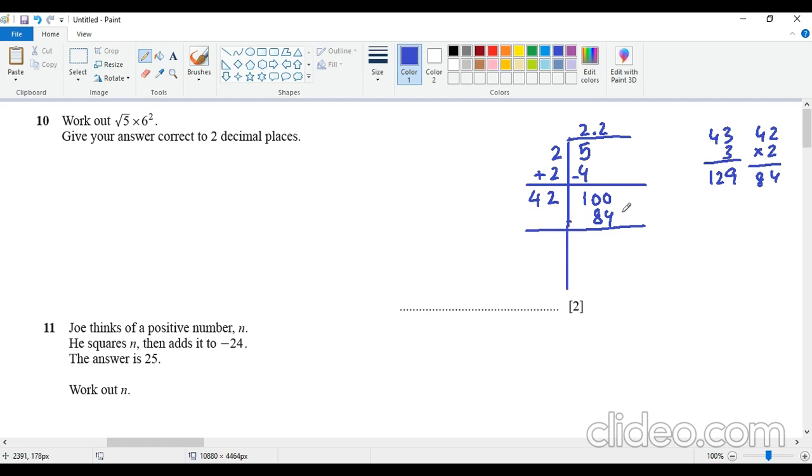Now 100 minus 84 gives you 16, right? Now we bring two zeros once again as in the previous part. Now 42 plus 2 gives you a 44. Get it? Now 441 gives me a 441, which is a very small number compared to 1600. So we go for 442 times 2. Let's see what do we get.